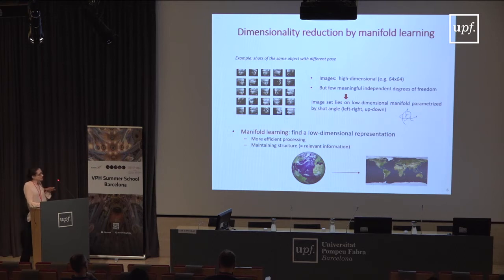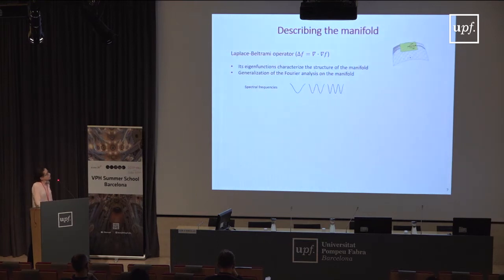So manifold learning tries to uncover this latent, low-dimensional representation that allows a more efficient processing of the data while maintaining relevant information. As a toy example, manifold learning would take the Earth, which is a 3D sphere, and would unwrap it into a 2D map. Okay, so how do we find this manifold? Let me first define what a manifold is and how we can characterize it.